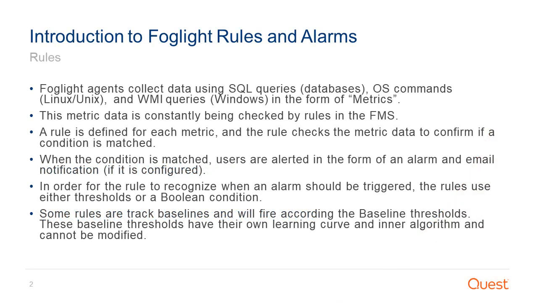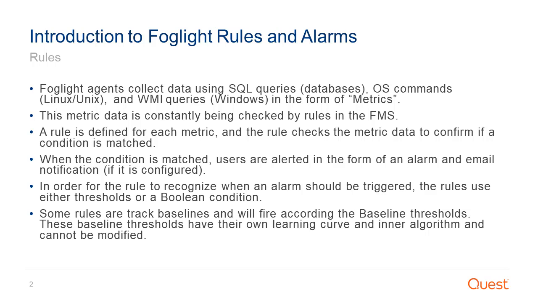Foglight agents collect data using SQL queries for databases, operating system commands for Linux and Unix, and WMI queries for Windows in the form of metrics. This metric data is constantly checked by rules in the Foglight management server. A rule is defined for each metric, and this rule then checks the metric data to confirm if a condition is matched. When a condition is matched, users are alerted in the form of an alarm and an email notification if it is configured.